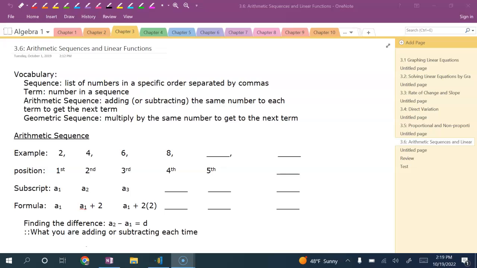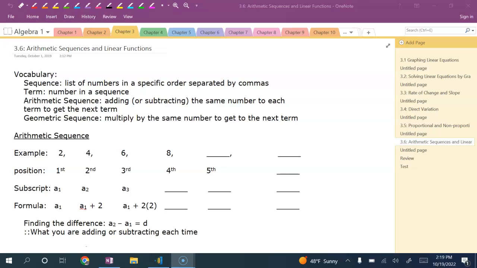First, let's go over some vocab here. So a sequence would be a list of numbers that are in a specific order, and they're going to be separated by commas. Each number that's inside of the sequence is known as the term. So sequences can be filled with terms. Now, most of the time, they're only going to give you a few terms to get you started, to show you what's happening. So, like, what is it increasing by? What is it adding or subtracting, multiplying, those kinds of things.